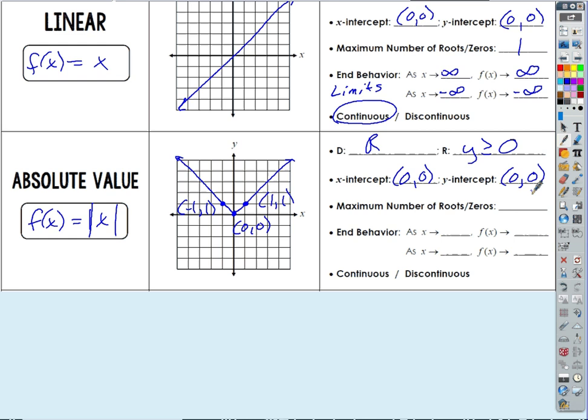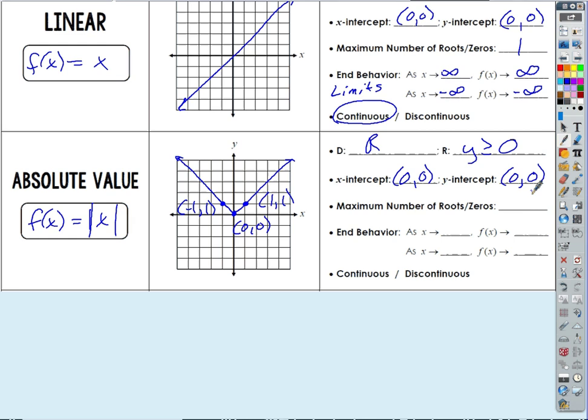Like, for example, we'll be able to reflect this thing vertically, so the V opens down. We'll be able to slide it around in the plane, so the vertex is at places other than the origin. We'll be able to stretch it vertically, which means compress it horizontally, or compress it vertically, which corresponds to stretching it horizontally. We'll be able to do all these things to it, right? It'll share the same characteristics, but it'll look different, right?